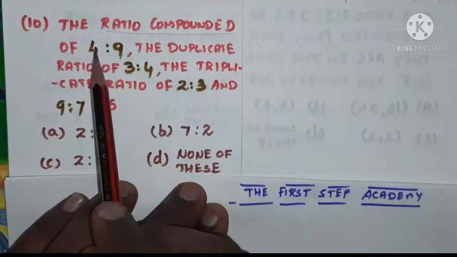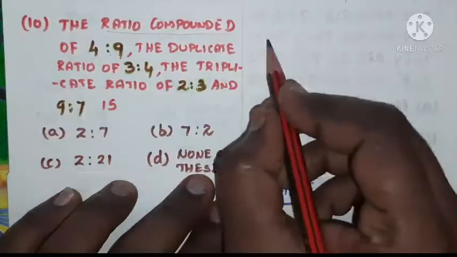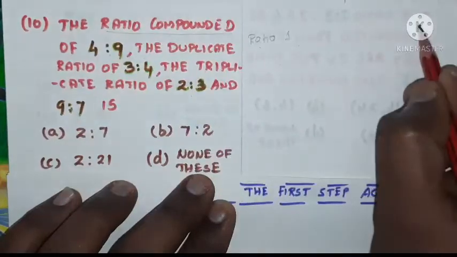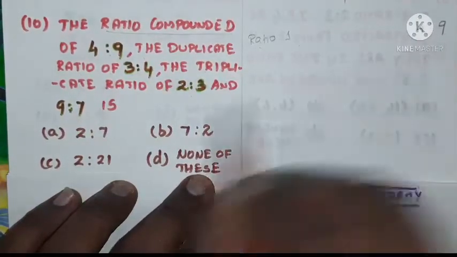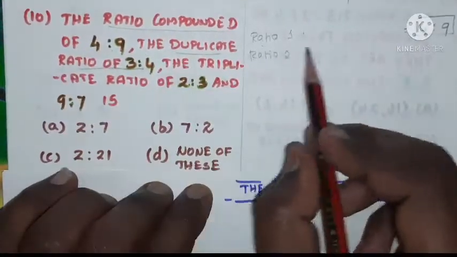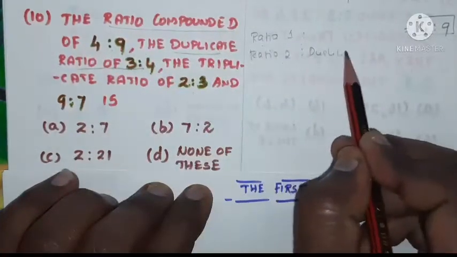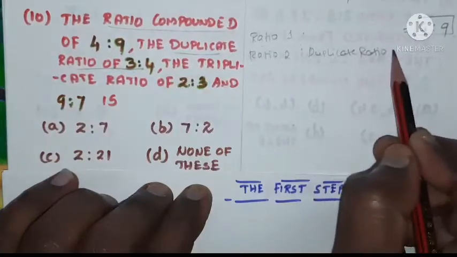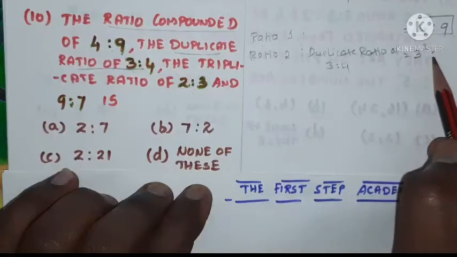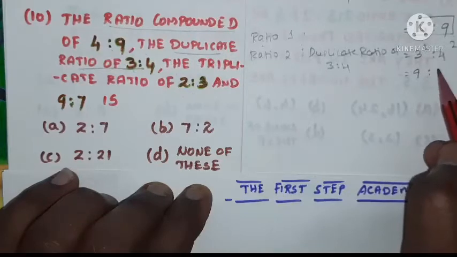Meantime, I'm going to write these ratios one by one for our convenience. Now, the first ratio is 4 is to 9, since ratio 1 is a direct ratio. Ratio 2 is the duplicate ratio of 3 is to 4, right? So the duplicate ratio of 3 is to 4 is 3 square is to 4 square. We know that very well, right? Fine. 3 square is 9, and 4 square is 16. This is ratio 2.